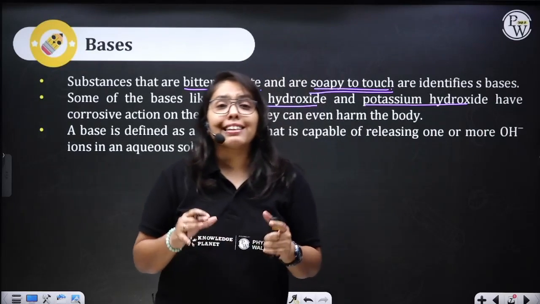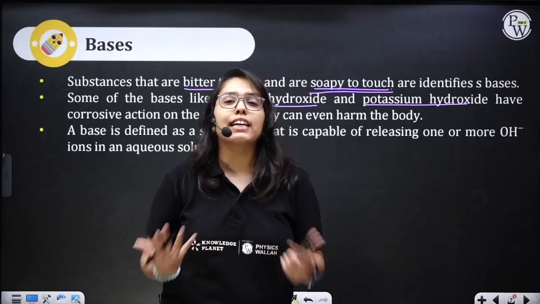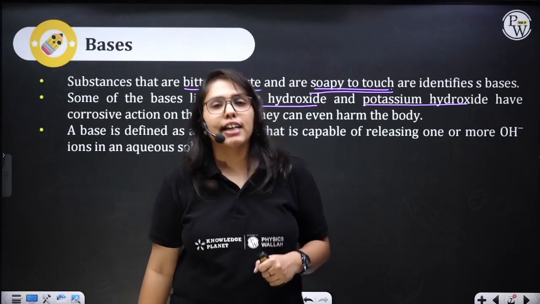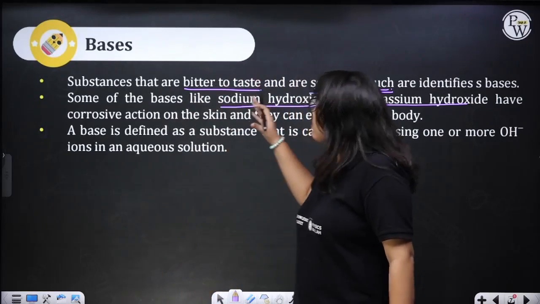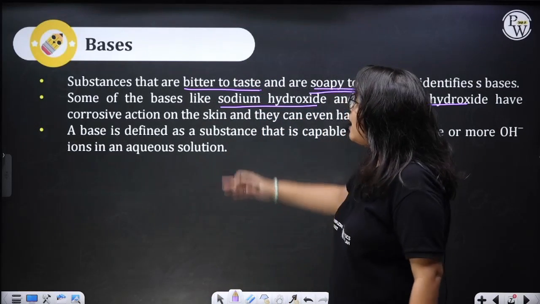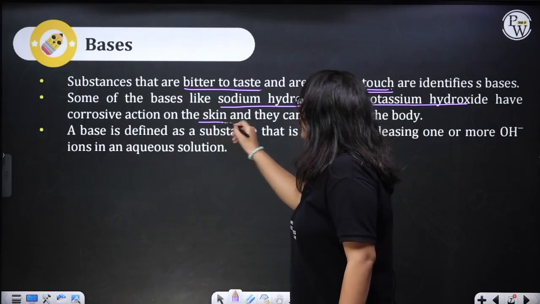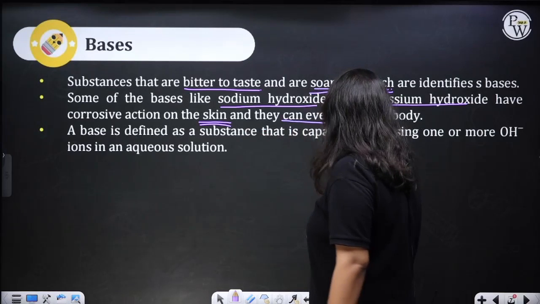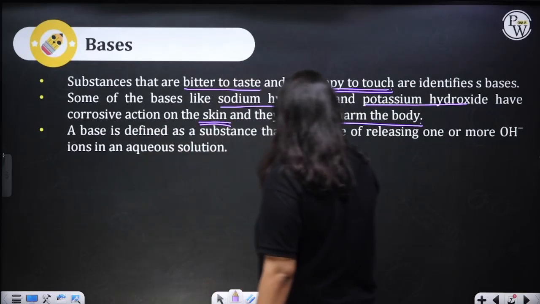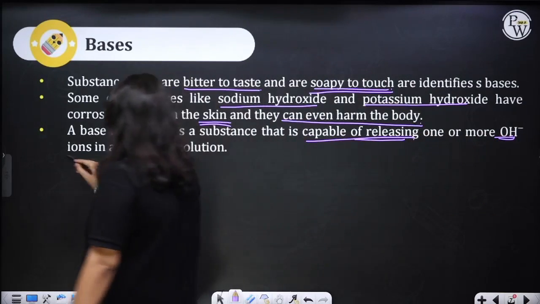Alright, so that is perhaps the reason why sodium hydroxide is also known as caustic soda, because it is capable of causing burns. Sodium hydroxide and potassium hydroxide are really strong bases and they are corrosive in nature. Their corrosive action is seen on the skin and can even harm the body. A base is defined as a substance that is capable of releasing OH minus ions in aqueous solution.